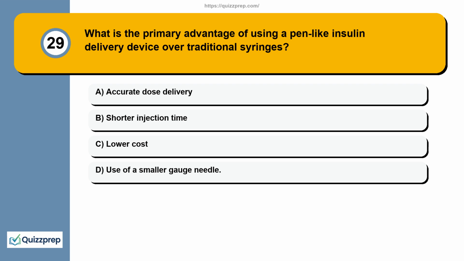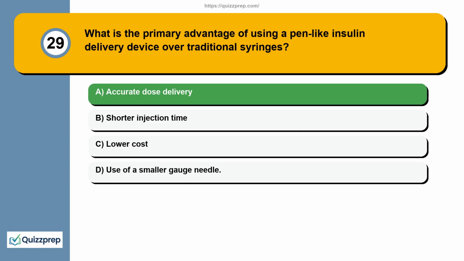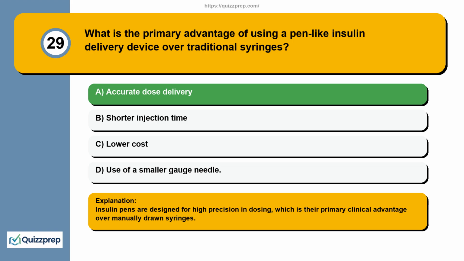Question 29. What is the primary advantage of using a pen-like insulin delivery device over traditional syringes? Accurate dose delivery, shorter injection time, lower cost, use of a smaller gauge needle. Insulin pens are designed for high precision in dosing, which is their primary clinical advantage over manually drawn syringes.